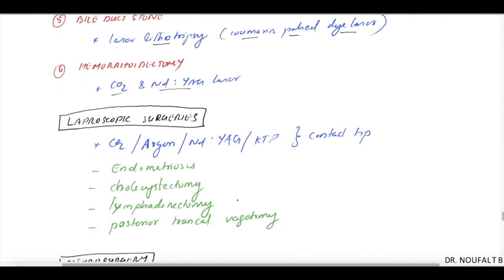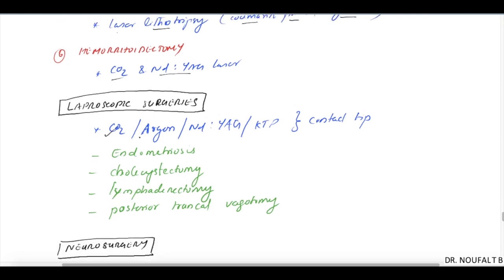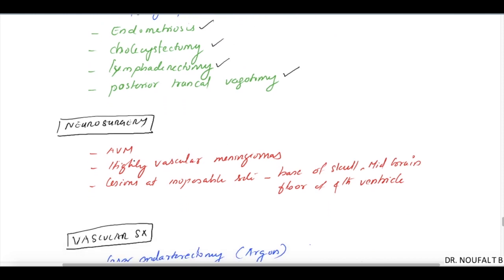Coming to laparoscopic surgeries, carbon dioxide, argon, Nd:YAG or KTP laser with a contact tip can be used to do laparoscopic surgery. So what are the laparoscopic surgeries that can be done with the help of laser? Endometriosis, cholecystectomy, lymphadenectomy and posterior truncal vagotomy. Coming to neurosurgery, laser can be used to treat AV malformation, to resect highly vascular meningiomas, and to do operations in lesions at inoperable sites like base of skull, midbrain, floor of fourth ventricle, etc.